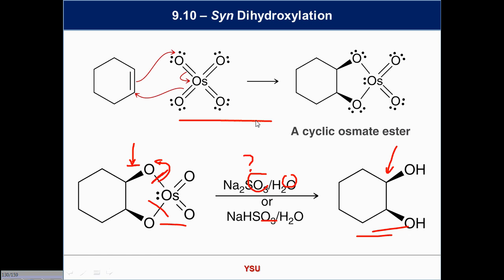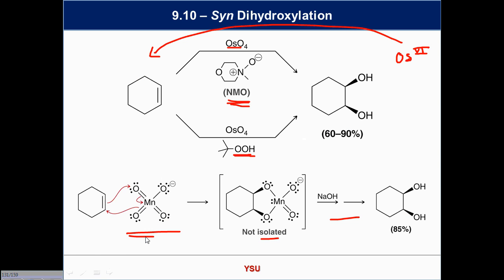OsO4. Central atom, very electron poor, wants electron density. Look at this guy down here. Permanganate. Almost exactly the same thing. You have a central atom which is very electron poor, wants some electrons back. Why is the structure different? Well, it's in a different group in the periodic table. So you have a different number of electrons, but it's doing the same thing.